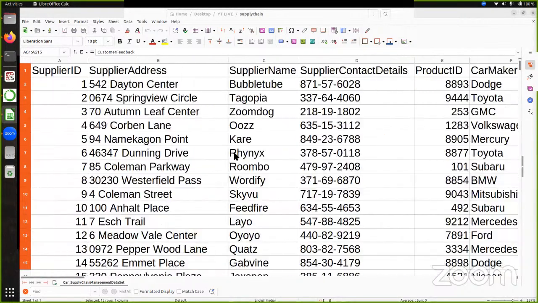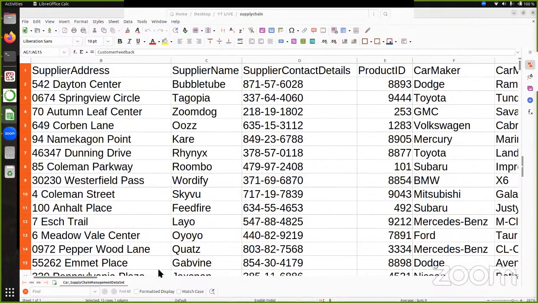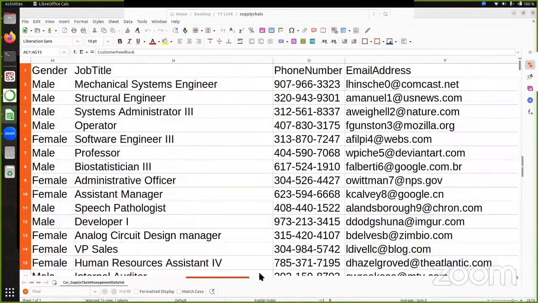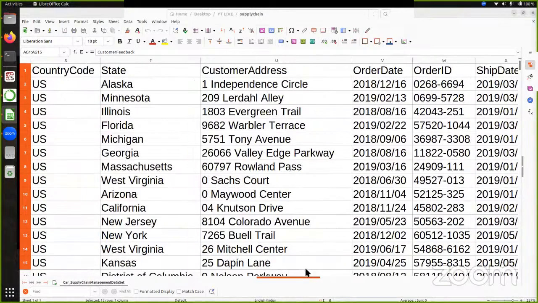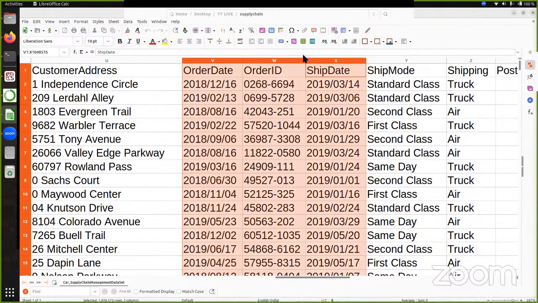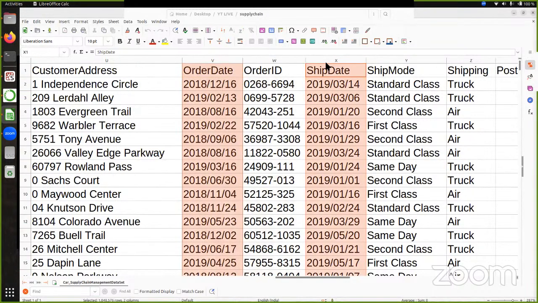Now, in our data, we have a few columns which are related to dates. Let's go to the data and scroll to find that value. So we have order date and ship date. What I want to do here is understand how much time it takes for my order to ship. That is a basic analysis. I want to see how quick a supplier is.